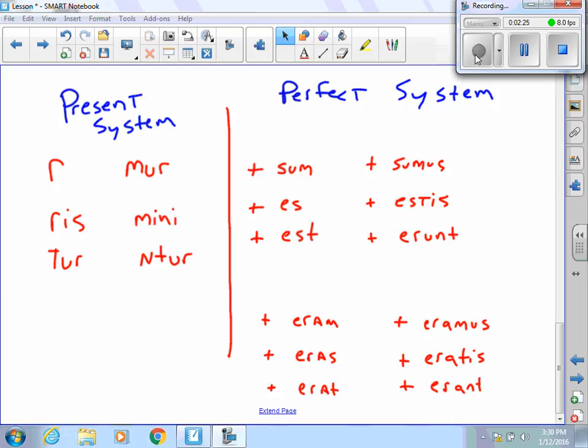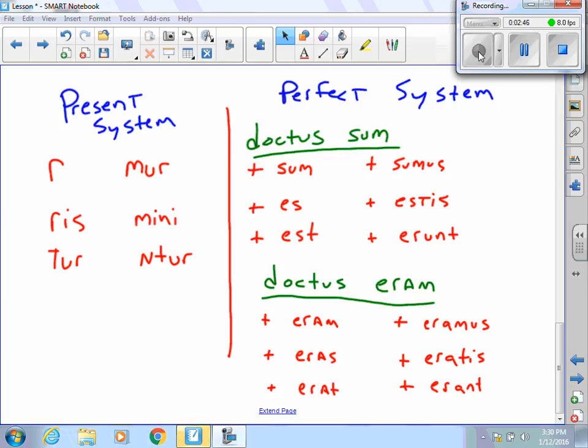For the perfect passive system, we use that fourth principal part plus sum, es, est, sumus, estis, sunt for the perfect tense. And then for the pluperfect tense, we would add eram, eras, erat, eramus, eratis, and erant. Now, remember, those are going to be separate words. You can see here that doctus sum and doctus eram are two separate words. So when you see sum or you see eram, look to the left and see if it has a perfect passive participle. If it does, you're dealing with a perfect passive verb.